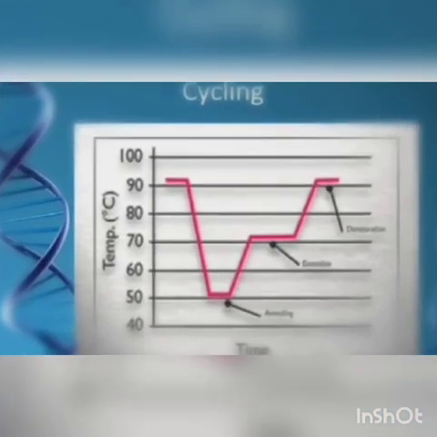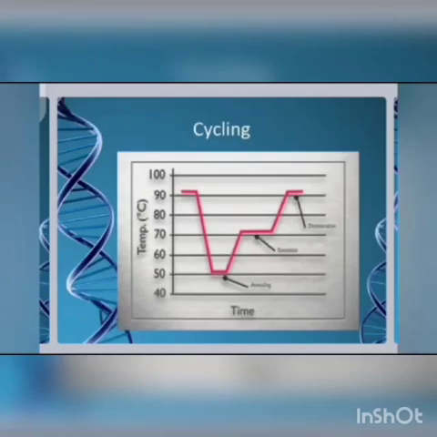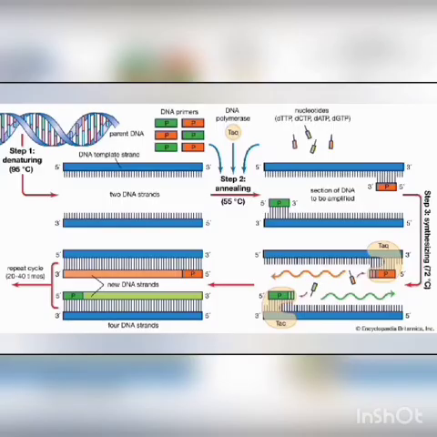In the beginning I told you that the instrument used in PCR is called a thermal cycler. Now let us see how the PCR is done. What are the steps? First denaturation, second annealing, and third elongation.